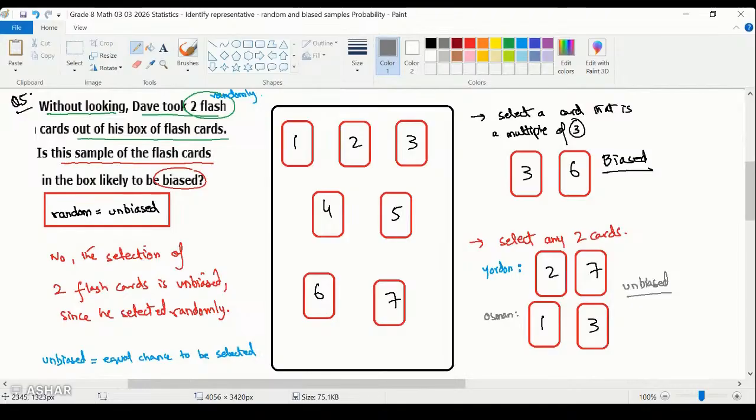Priyan, Jordan, and Usman, do we agree? The difference between biased and unbiased? Do I need to give more examples? Let's go with the questions. With the next questions, I'll give you more examples, okay?